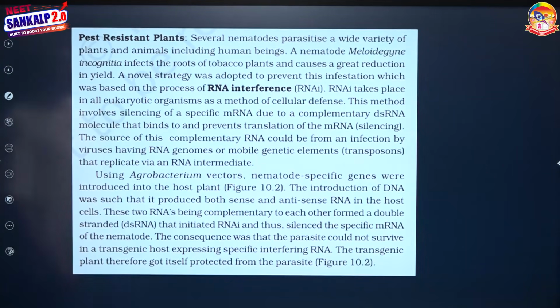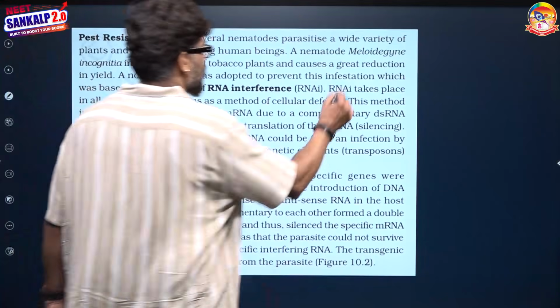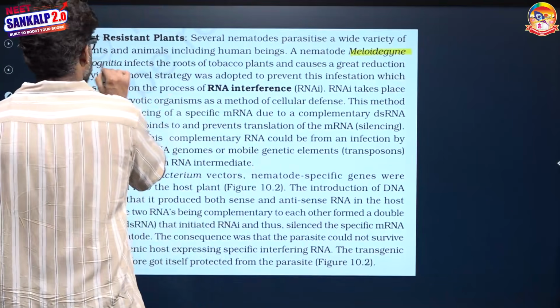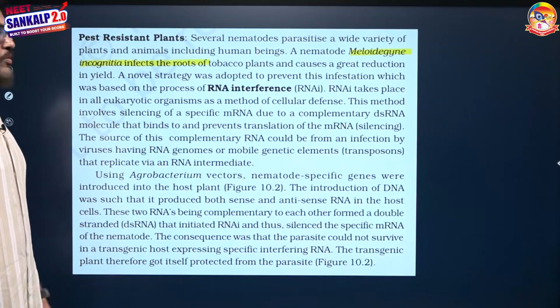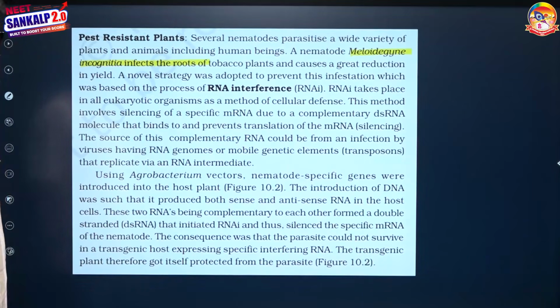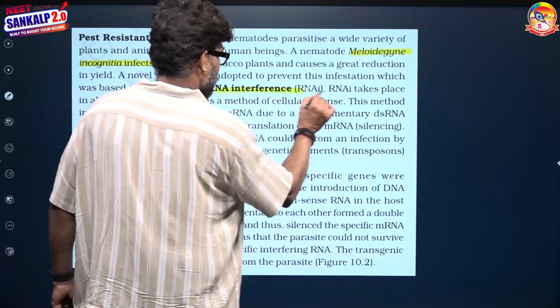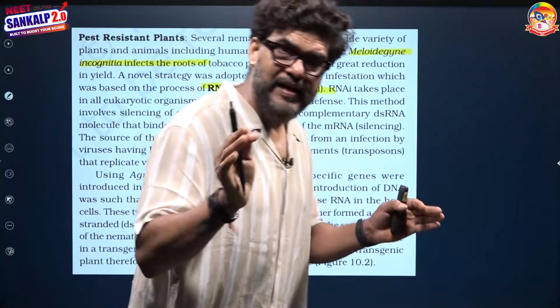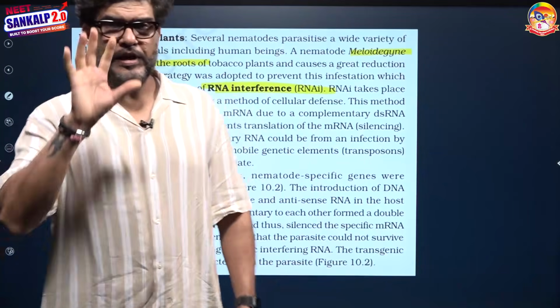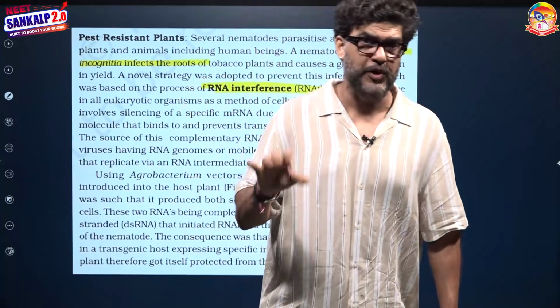Pest resistant plant. Several nematodes parasitize a wide variety of plants and animals, including human beings. Meloidogyne incognita infects the root of the tobacco plant and causes a great reduction in the yield. A novel strategy adopted to prevent this infestation was RNA interference, that is, post-transcriptional gene silencing. I would like to tell you 5 points that you have to keep in your memory.